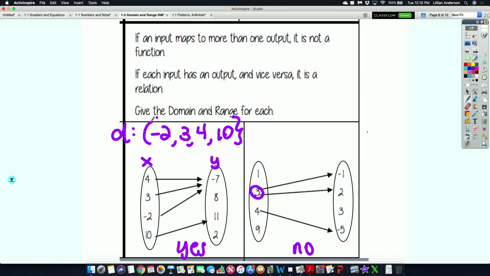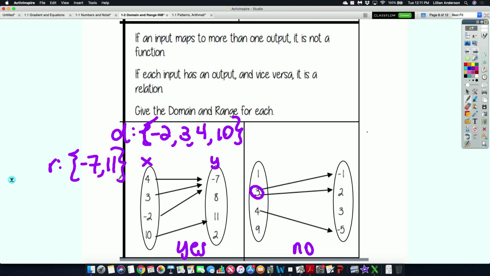It should be a curly bracket. Thank you. I didn't even realize it. Now the range though, you only include the y values that are included. You don't list all of them, only the ones that the arrows are pointing to. So that will be what? -7. It's probably a bad drawing, but this arrow too is actually going to -7. And then the other one would be 11.